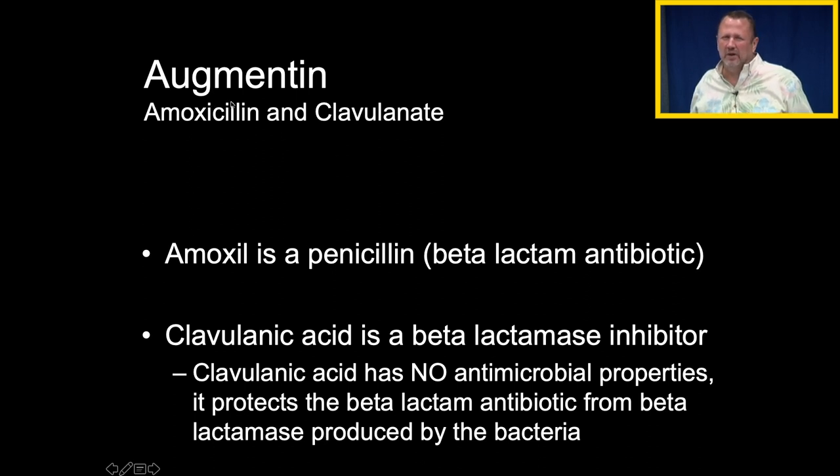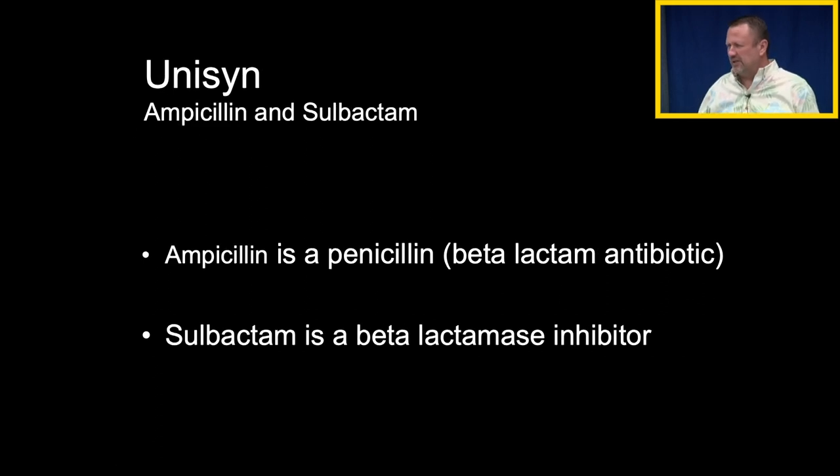And so one of the antibiotics that we'll use to improve the efficacy of the amoxicillin is Augmentin. And it's a combination of amoxicillin and clavulanic acid, a beta-lactamase inhibitor. And so the point is to show you here, we're giving the penicillin in combination with a beta-lactamase inhibitor to improve the efficacy of the amoxicillin. But we can give this in an IV form as well.